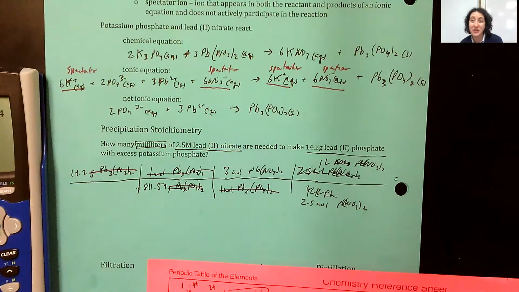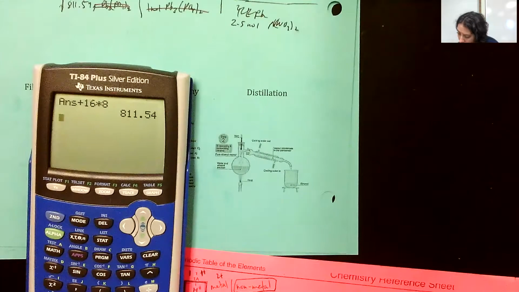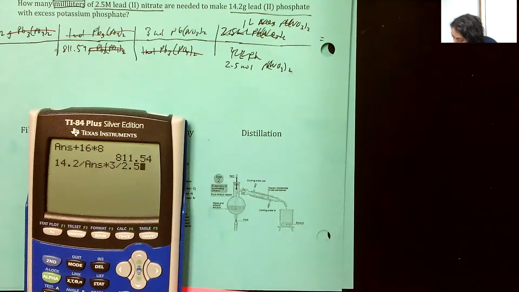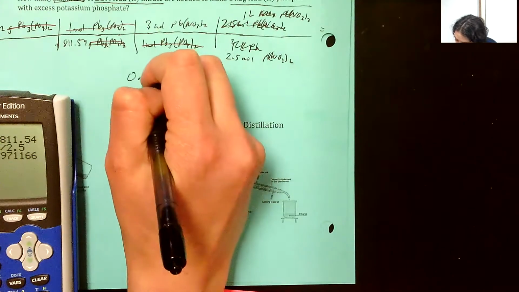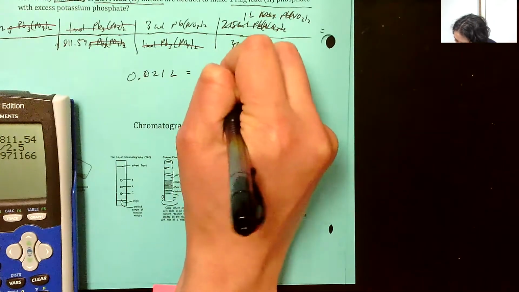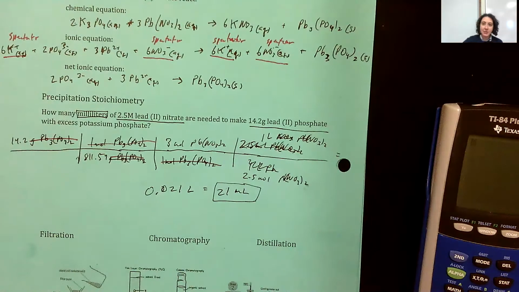You could actually normally put the milliliter in as well. So it looks like we're going to need to do 14.2 divided by that molar mass, times 3 divided by 2.5. And that's going to be 0.021 liters, which in milliliters is going to be 21 milliliters. And that's our final answer. Okay. So the process is pretty much the same as any old stoichiometry problem. It's just figuring out where you need to start and where you need to end and how to convert.